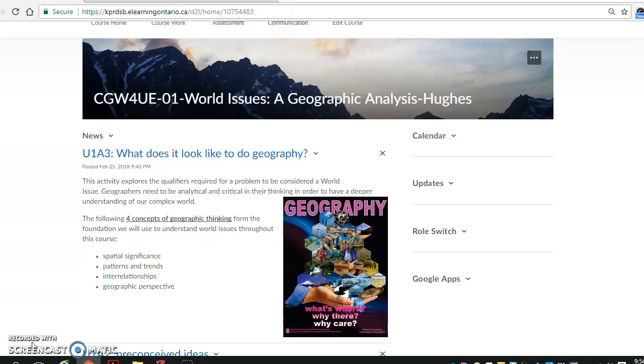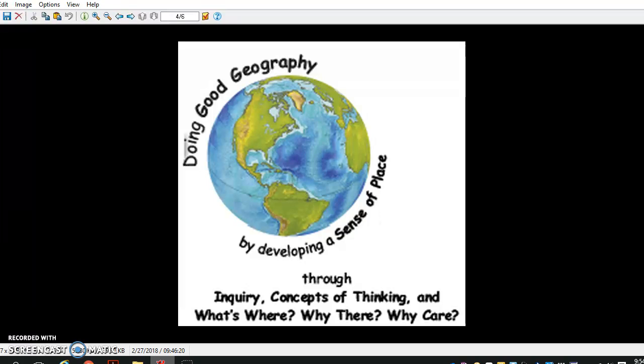So, starting with what does it look like to do good geography? By doing good geography, remember that we're taking a look at many different world issues around the world, and all of these world issues are very complex. There's many different aspects to them. We'll be taking a look at these issues through an economic lens, an environmental lens, a political lens, a social cultural lens, and remember that there's many different stakeholders involved, whether it be business, the government, the general public. There's many different stakeholders, and they all have a very different viewpoint that is valid, and we just have to investigate where they're coming from and why.